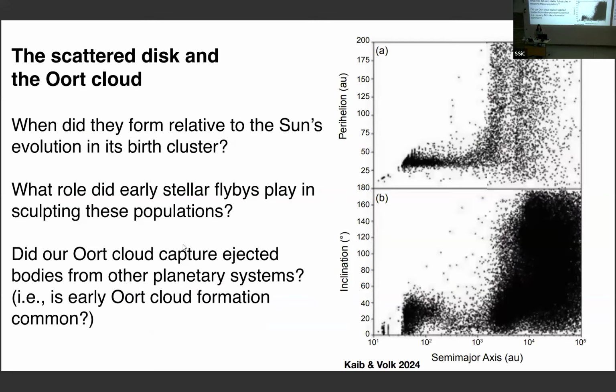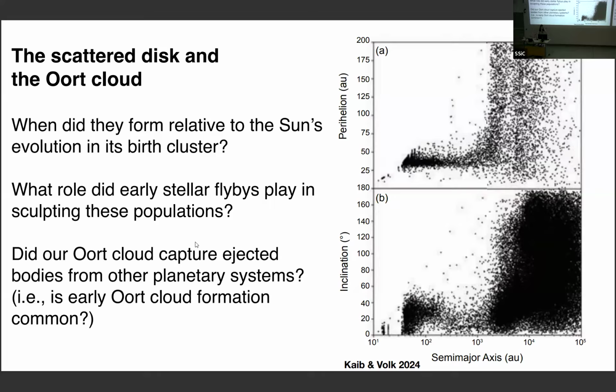So, some open questions from this. One question: when did the formation of the scattering population and the Oort cloud happen relative to the sun's evolution within its birth cluster? That birth cluster dispersed on some time scale. The sun is not in a cluster today. But what was the timing of the major scattering events of planet migration relative to that birth cluster time scale?